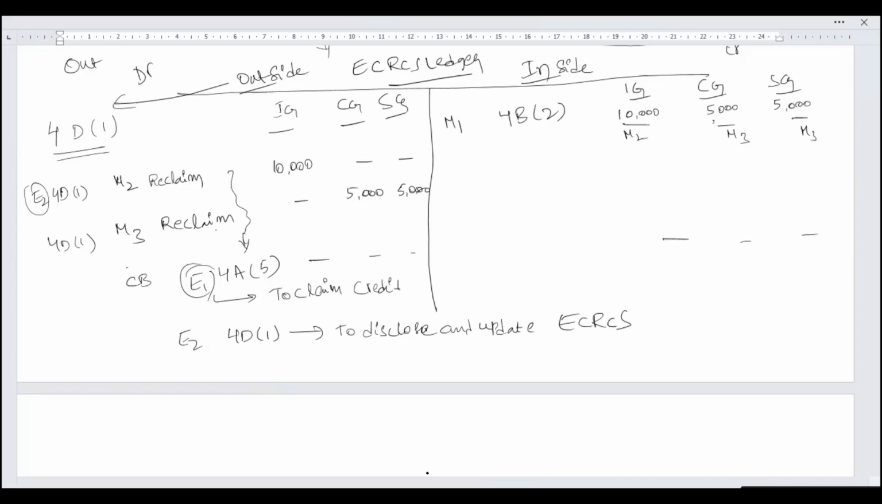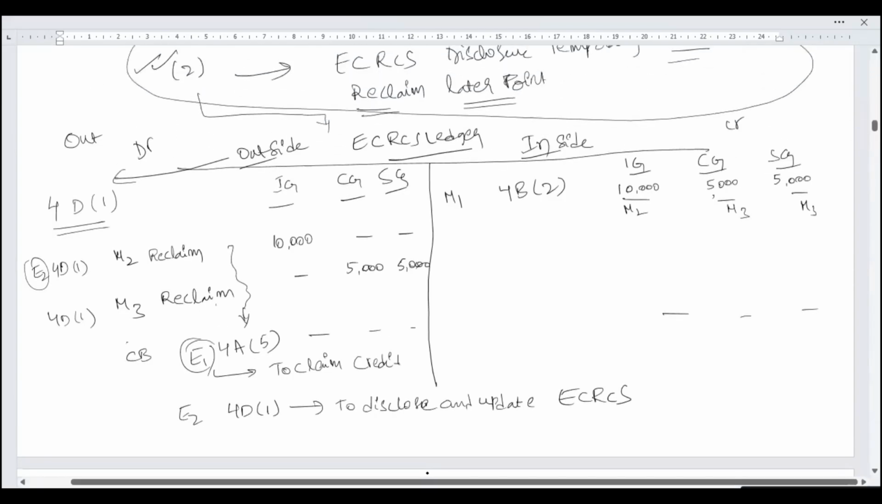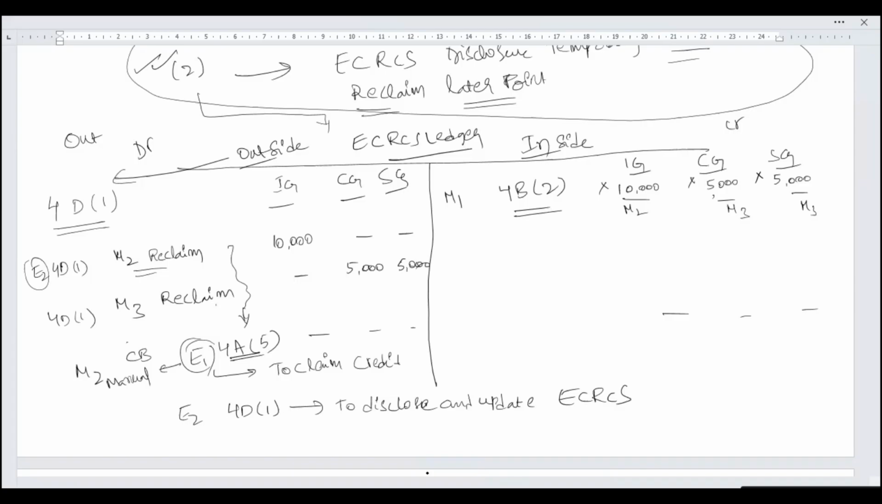Government said that, look, in month one you have indicated to me in 4B2 that you don't want to claim so much credit immediately. So you have been allowed to park it in an ECRCS ledger. In month 2, you came and said, sir, out of this 10,000, in month 2 you want to claim 10,000. How does it happen? In month 2, when I file my GSTR3B, in 4A5, I do a manual entry. That means whatever IGST is auto-populated, I add manually 10,000.